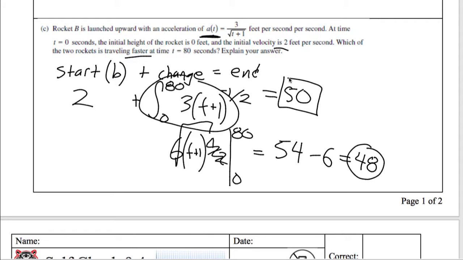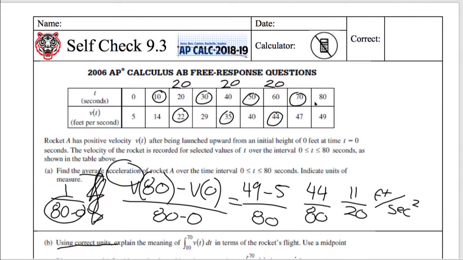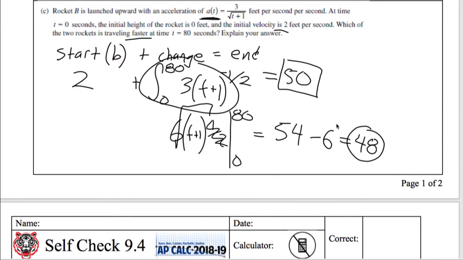So at time equals 80 in the table, it says it has a velocity of 49. So which one is bigger, 49 or 50? Wait, we're joking, it is 50. Yes, so rocket A has 49, rocket B has velocity 50, so the correct answer is rocket B. Wait, hold on. Isn't 50 faster? Yep, B, 50, faster. Yep, rocket B is faster. Oh, sorry. I see that.